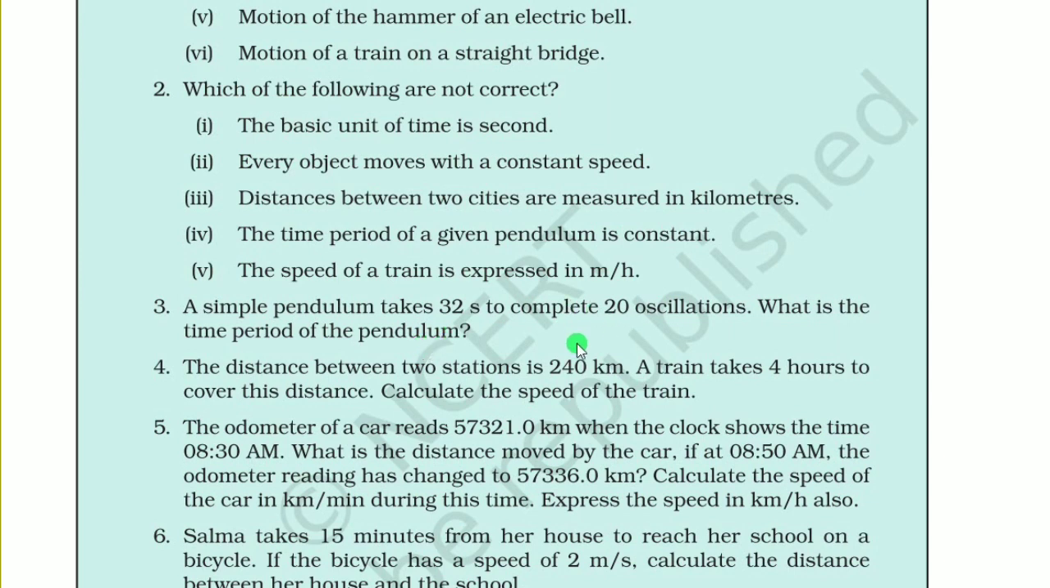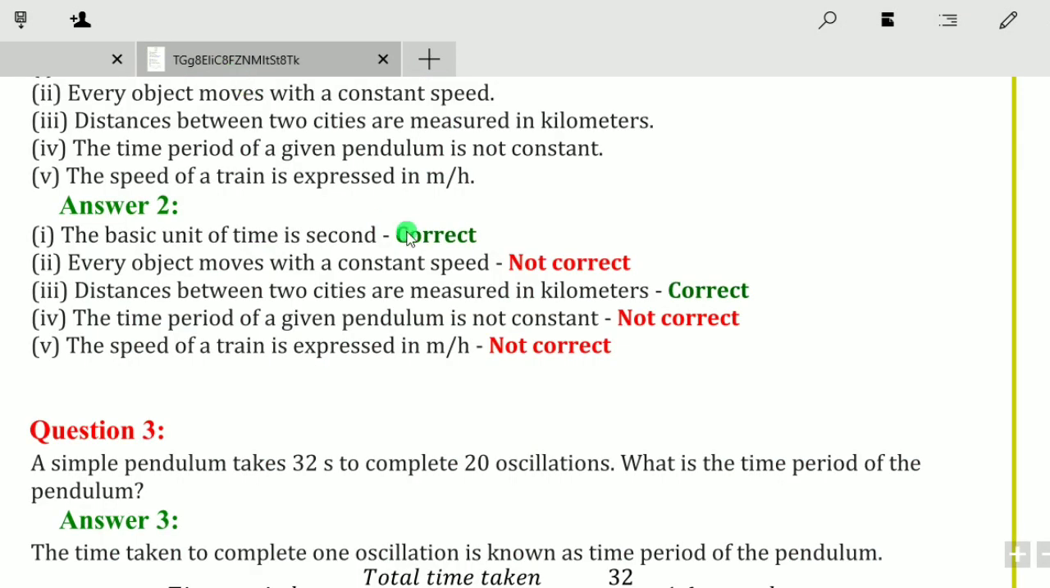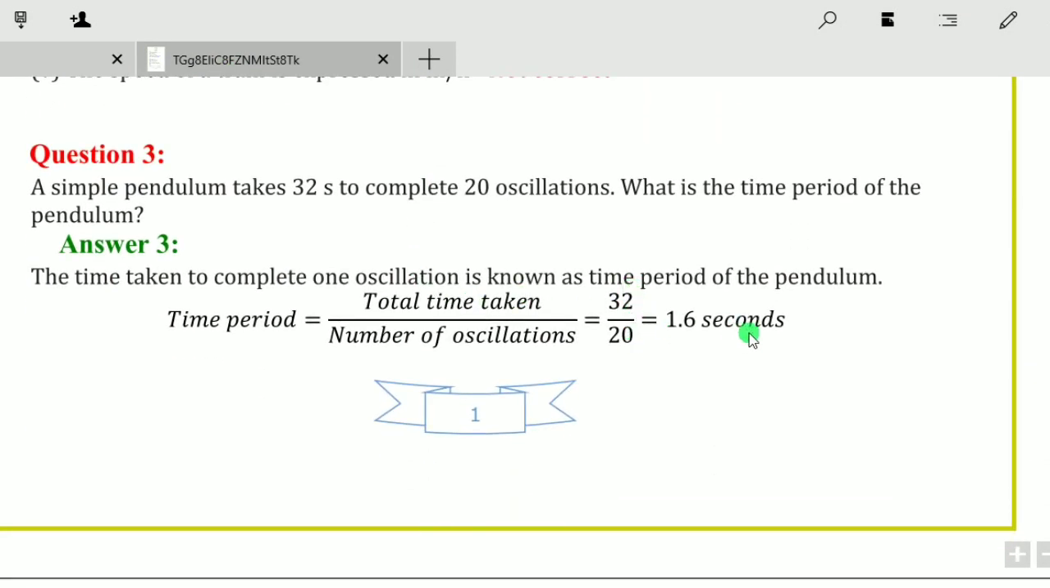So what is time period? Time period is nothing but the time taken to complete one oscillation. How many oscillations are there? 20 oscillations. Then you have to divide 32 by 20. It will come out as 32 by 20, 1.6 seconds.